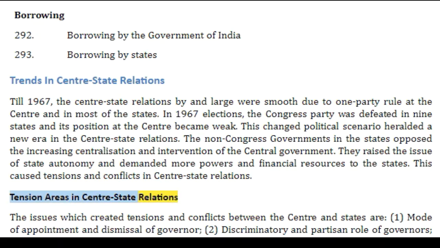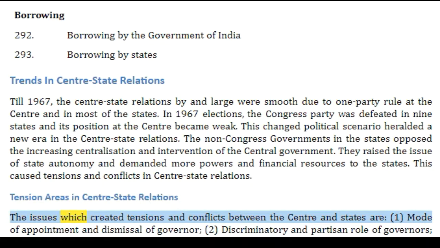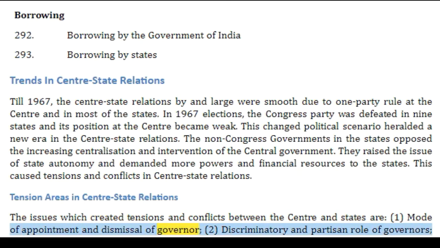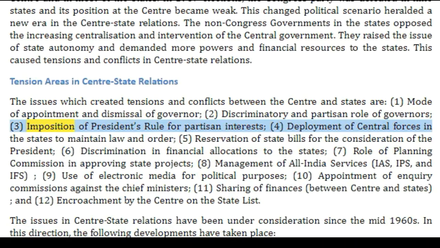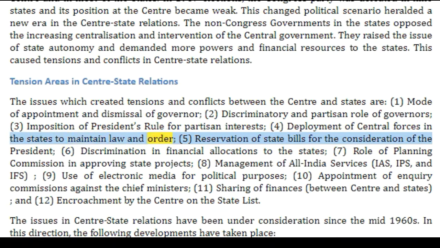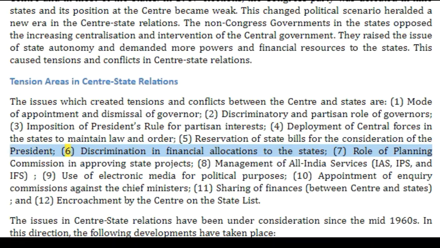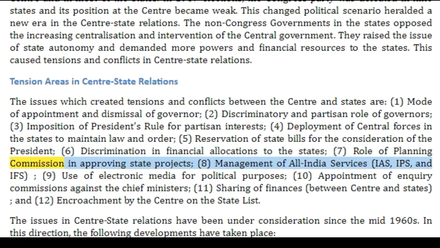Tension areas in center-state relations. The issues which created tensions and conflicts between the center and states are: 1. Mode of appointment and dismissal of governor. 2. Discriminatory and partisan role of governors. 3. Imposition of President's rule for partisan interests. 4. Deployment of central forces in the states to maintain law and order. 5. Reservation of state bills for the consideration of the President. 6. Discrimination in financial allocations to the states. 7. Role of Planning Commission in approving state projects.